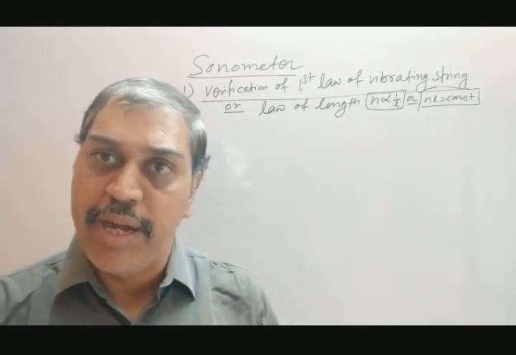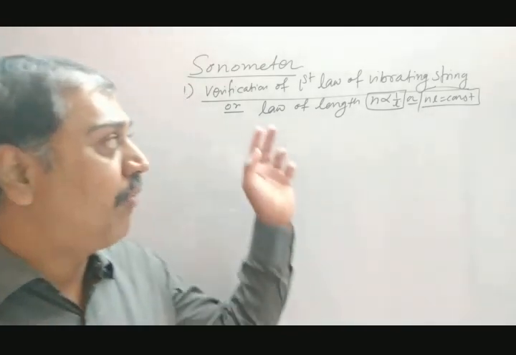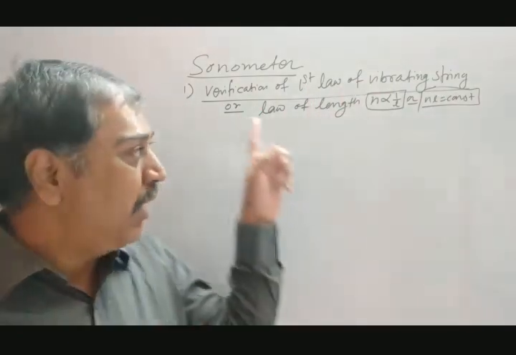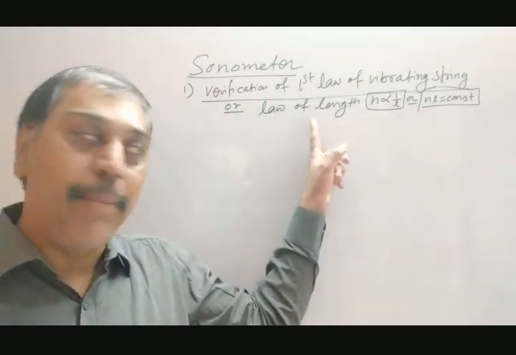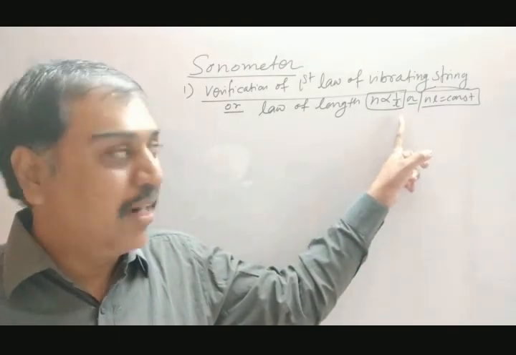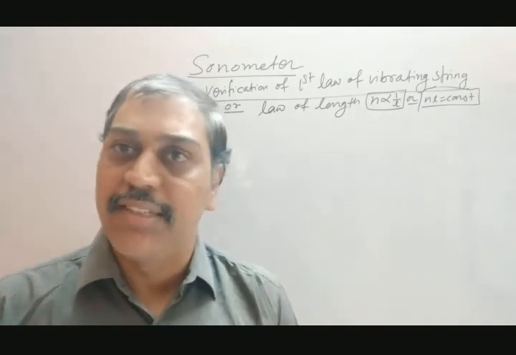This sonometer instrument is used to verify the laws of vibrating string. Verification of the first law of vibrating string means what? The law of length that we have just taken. The fundamental frequency of vibration is inversely proportional to the vibrating length, or it is said that NL equals constant. That we have to prove by using this sonometer.